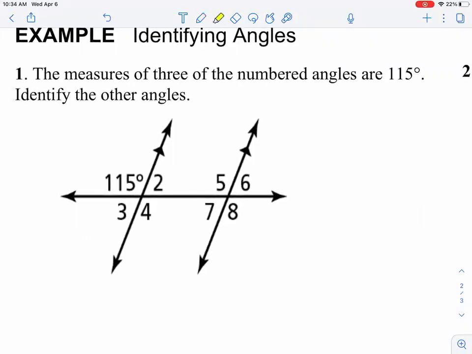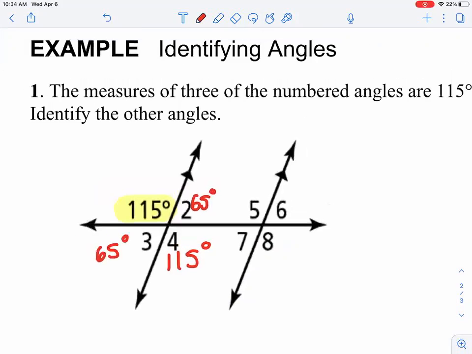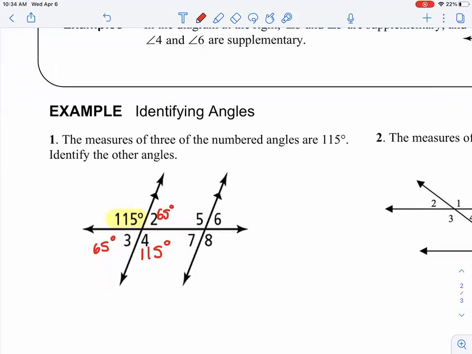If this angle 115 is given, its vertical angle is also 115 degrees. Its linear pair, which would be angle 2, is 65 degrees. Exactly, very good, because they have to add up to 180, right? So 180 minus 115 is 65. Which means angle 3 is also 65, because 2 and 3 are vertical.